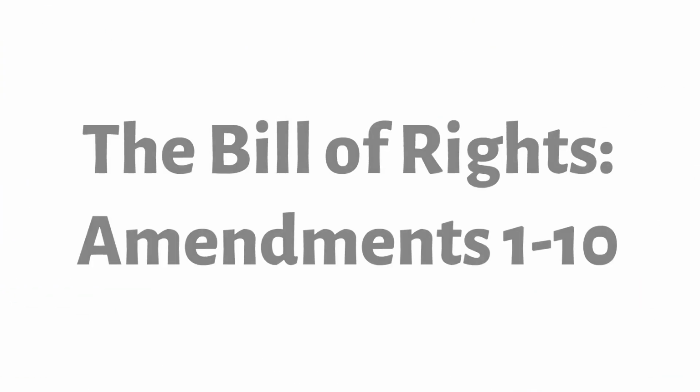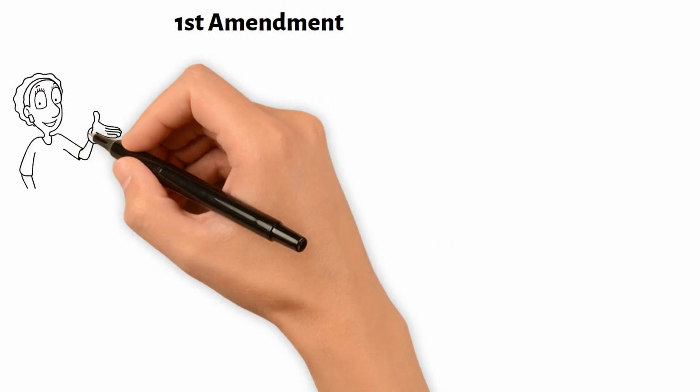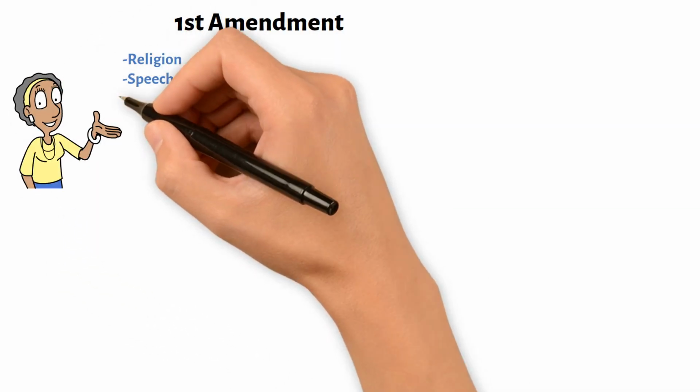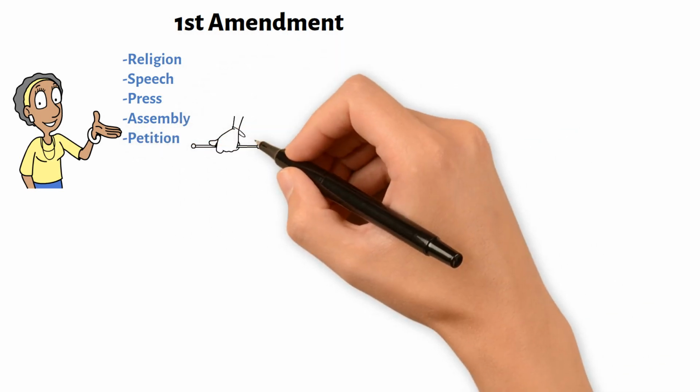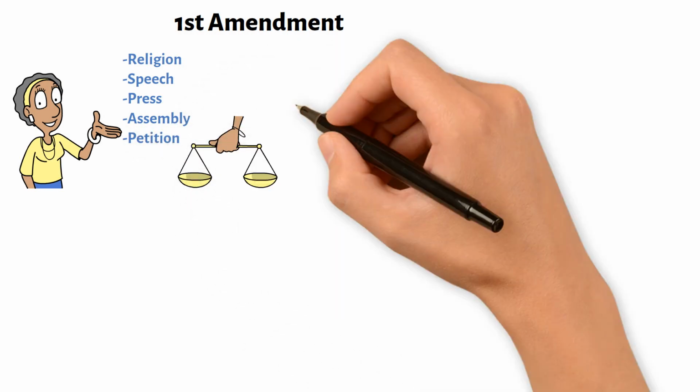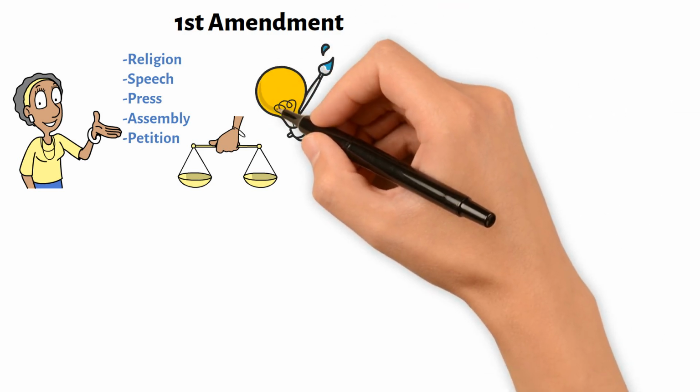The Bill of Rights, First Amendment to 10th Amendment. First Amendment guarantees freedom of religion, speech, press, assembly, and petition. It's one of the most cited amendments, protecting fundamental rights to express ideas and beliefs.